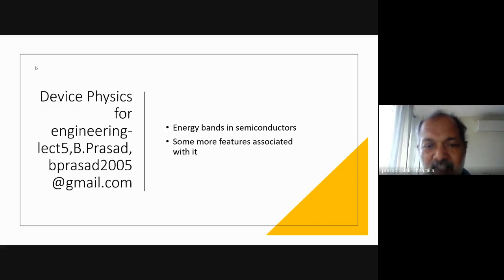The tool is actually posted. We are not going to discuss anything about that tool, but those who are interested can go through it, and that is from NanoHub. Have you heard of NanoHub?